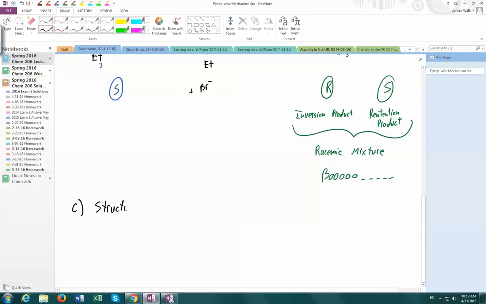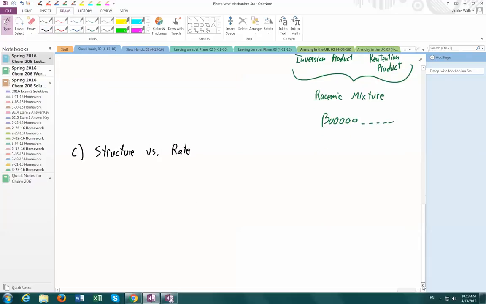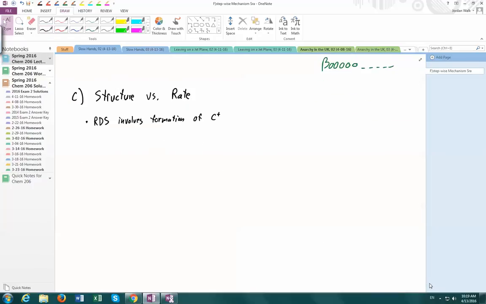So now we'll have structure versus rate. So we've done this with the SN2 reaction, and now we want to do it with the SN1 reaction. So what we should do, we should go ahead and think about what we have going on in our reaction. And so in an SN1 reaction, our rate determining step involves the formation of a carbocation. And so we can go ahead and draw out transition states. So let's just draw an energy diagram.